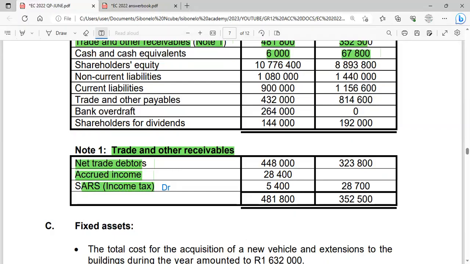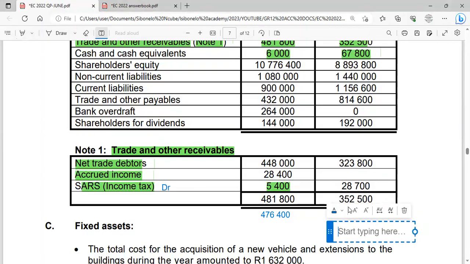So this is what we're going to do here. We have a total for 2022 of 481,800, and included in this total is the balance of 5.4, which relates to income tax. Because we're going to deal with the tax note separately, we must take out this balance. So we subtract 5.4. The balance of receivables that has no tax effect is 476,400. So the balance that we're going to use is 476,400.